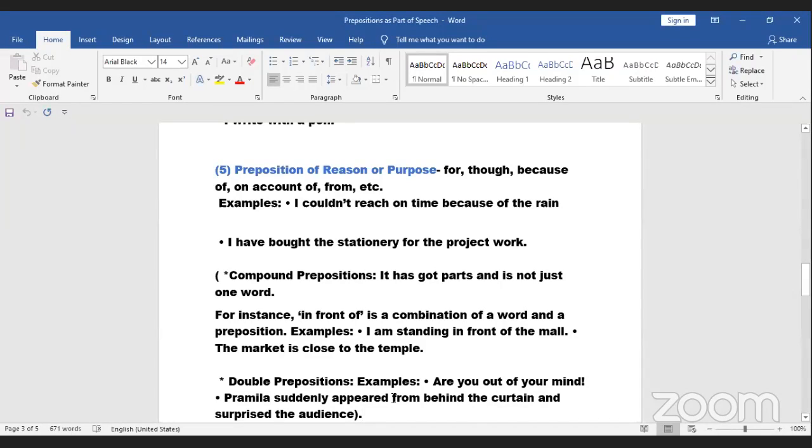Pardon me. Now, preposition of reason or purpose. See, reason is like when I say I could not do this. Why? Now I have to put forward a reason for why I could not do this. I could not do this because I was tired. Okay, so the reason is I was tired. Now that is the preposition of reason, "because".